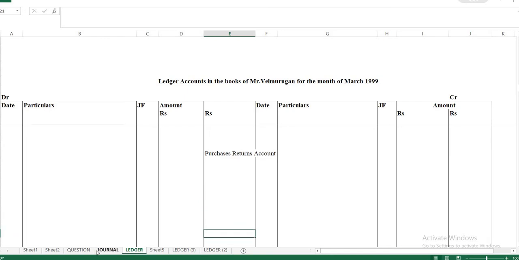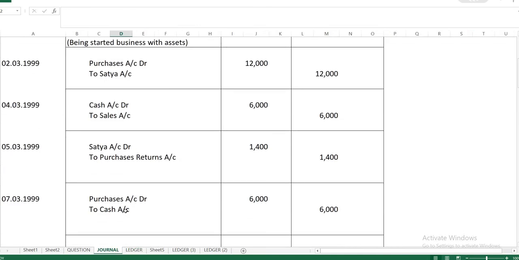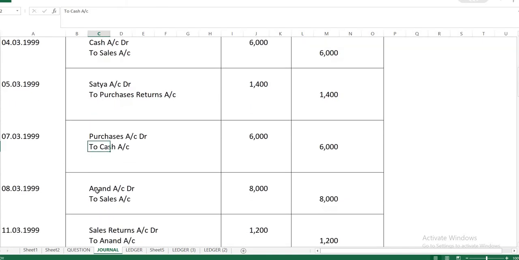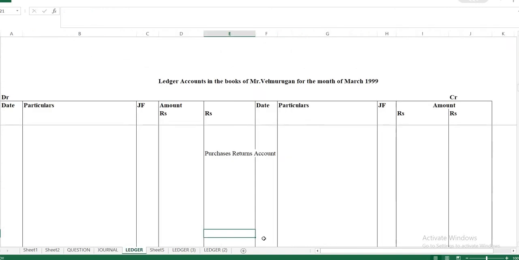Okay. And what is the next one? Purchases. Purchases already I opened. Cash account already I opened. Anand account I didn't open yet. Sales account I opened already, so need not prepare again. So Anand account you just prepare. Give some space for purchases returns and make Anand account.